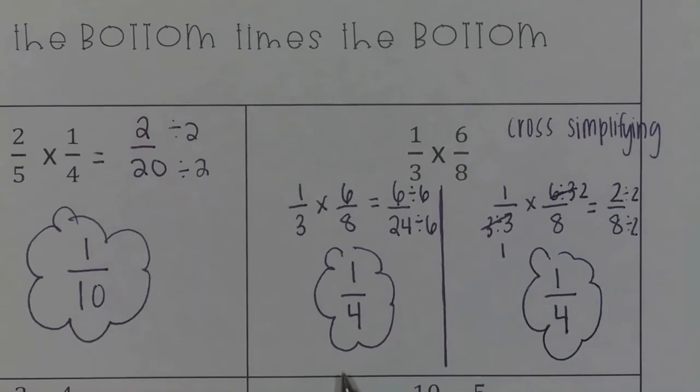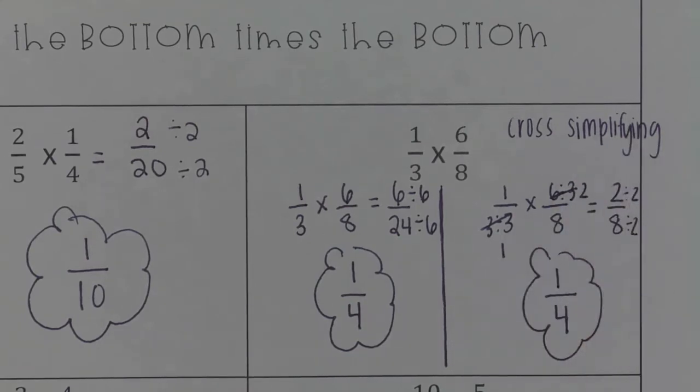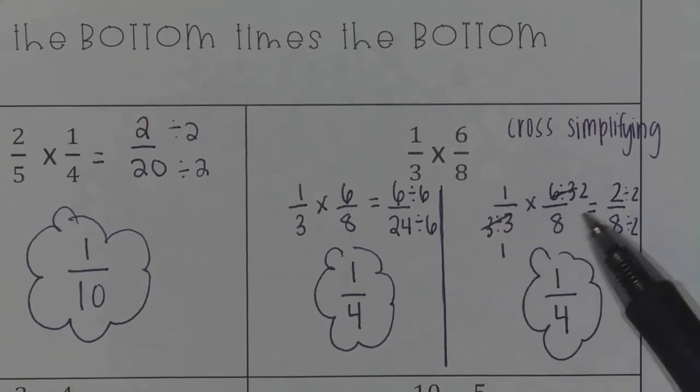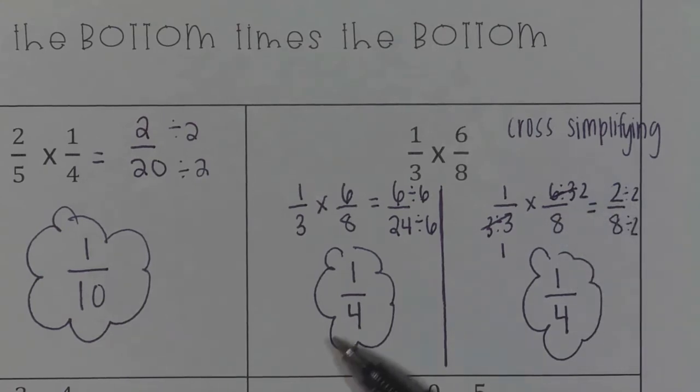So I get the same answer as even when I didn't cross simplify, I just straight up multiplied. So cross simplifying is not necessary, but when we start looking at bigger numbers, cross simplifying can be very, very helpful into just making some more manageable numbers. So if you see those factors, great, go ahead and cross simplify. But if you don't, that's okay too. You could still get the same answer.